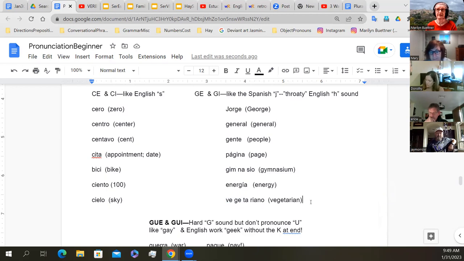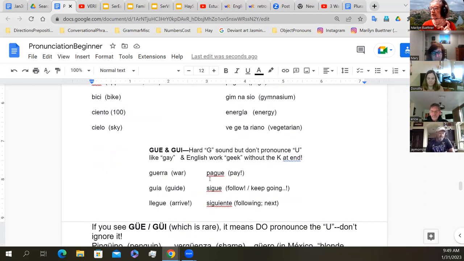Vegetariano. Bien. Okay. So two sounds for C, two sounds for G. They follow similar kinds of rules. Do know one other little thing. Sometimes you will see a G-U-E and a G-U-I combination. When you see that, the little U is going to be one of the rare circumstances where a U goes silent.